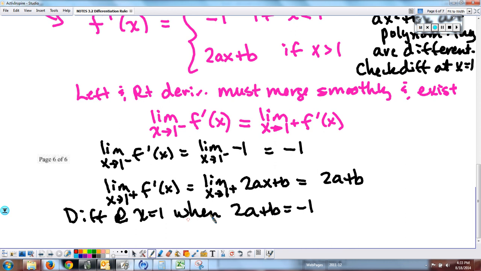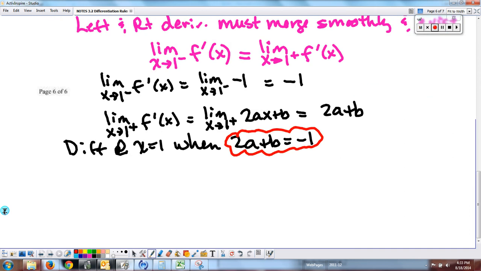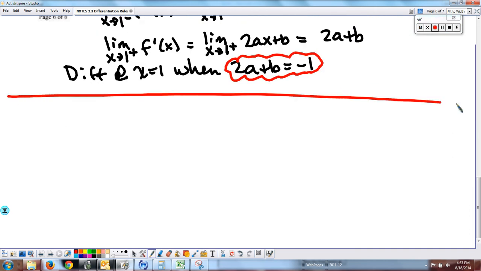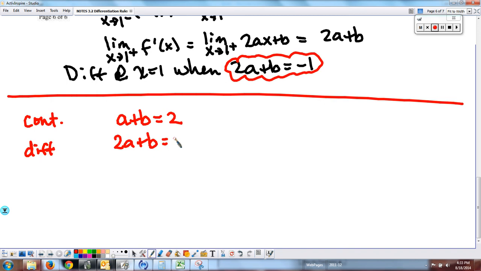So notice at this point I still haven't found a and b. I have just found two conditions that must be true. Now we're actually going to do some work and find a and b. My two conditions are that a plus b equals 2, which is what gave me continuity. But remember, being continuous is not enough to be differentiable. To be differentiable, I also need 2a plus b to equal negative 1. So I basically have a system.